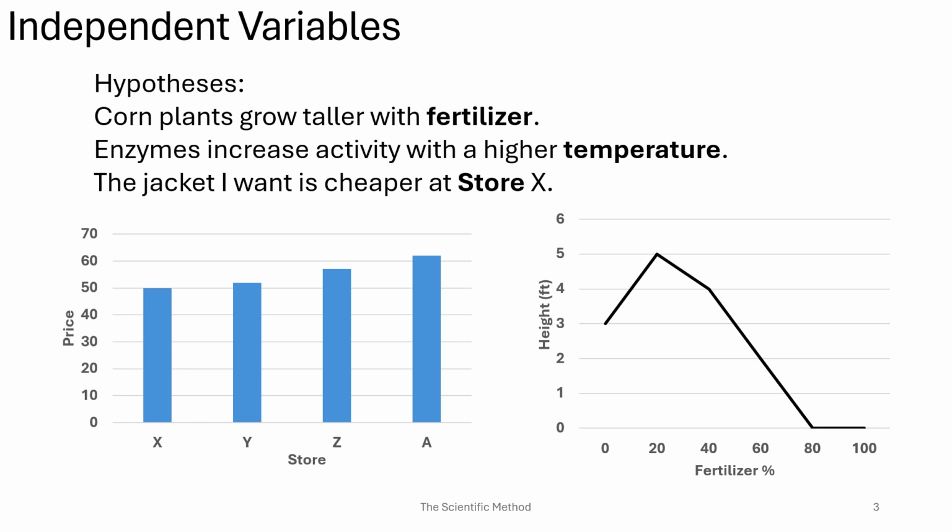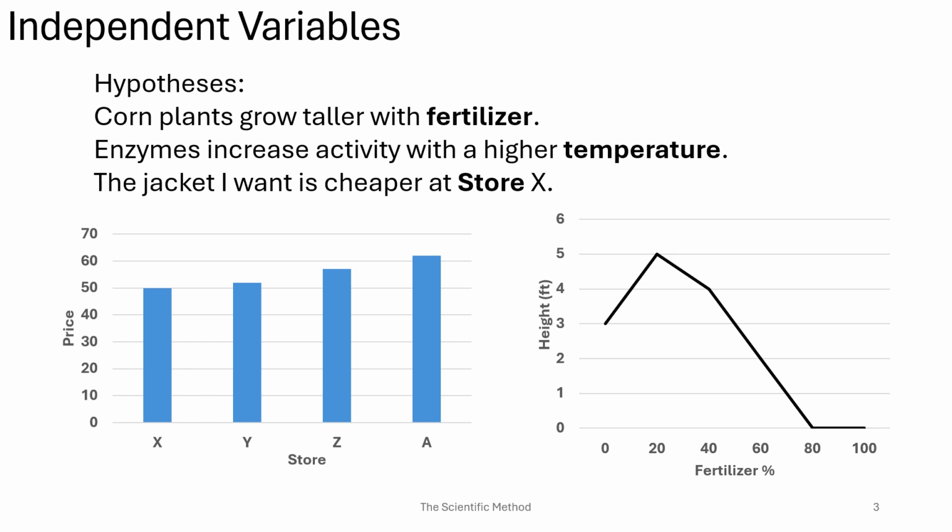So this is a wonderful example here, right? You might go to 3 different stores and write down the price at each store. You're choosing to go to these different stores. You're manipulating the stores that you go to, and the stores are the independent variable.